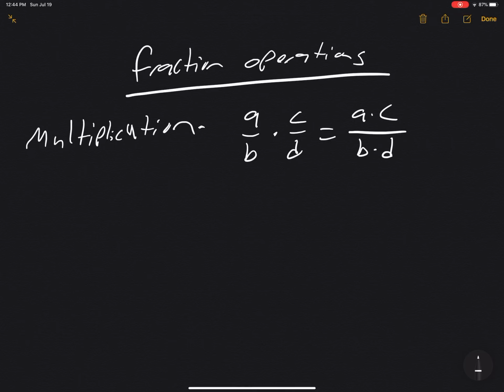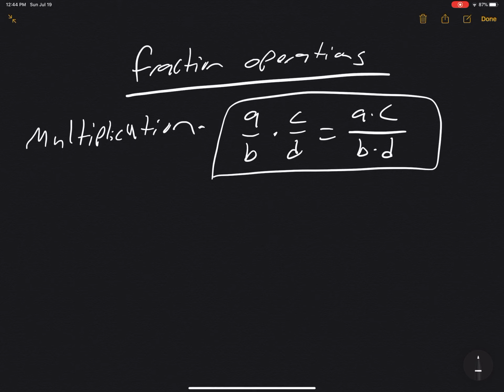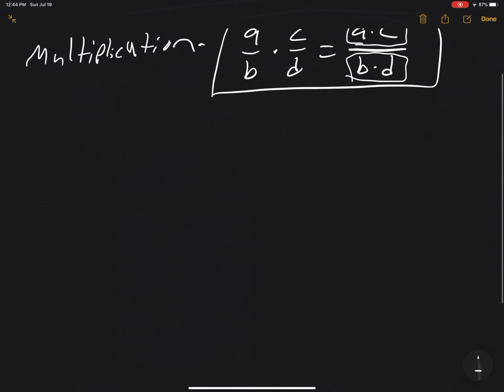In this video, we're going to talk a little bit about fraction operations, or operations within fractions. For example, multiplying two fractions together. If you have a over b times c over d, this is just equal to the tops multiplied together, a times c, over the bottoms multiplied together, b times d.